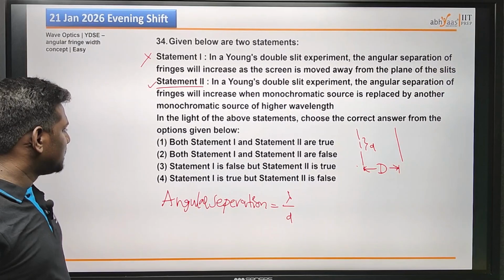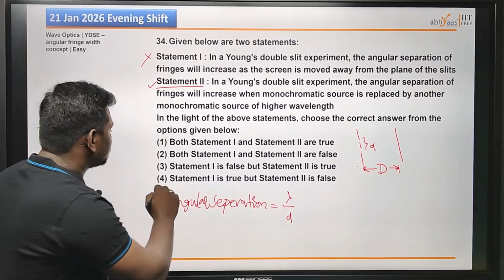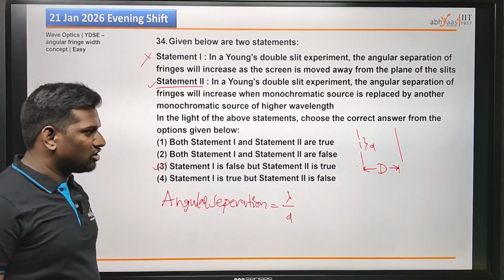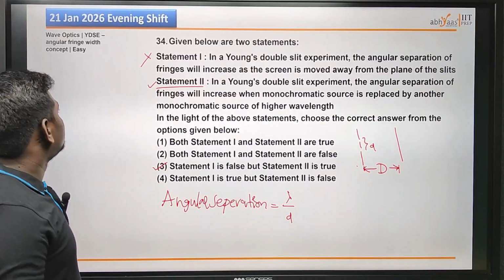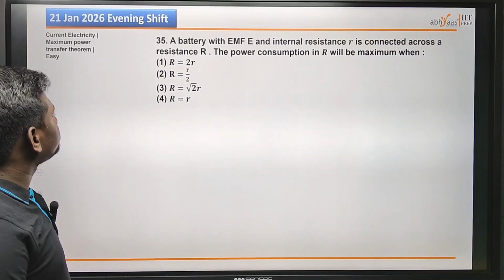What is the correct option? So you are getting option 3 is right. Let's get into the next question.